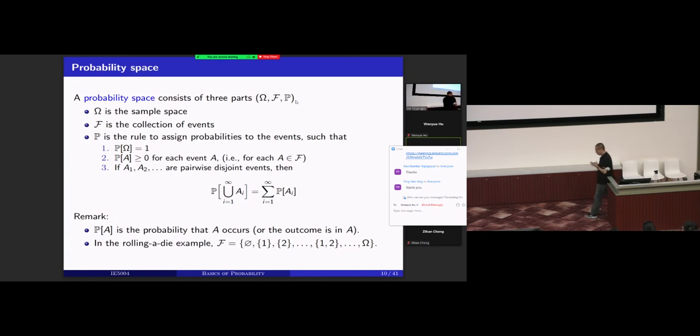When we talk about probability, in your mind, you need to first understand that there should be an underlying probability space. So what is a probability space? A probability space is a triple, something consisting of three parts. The first part is a sample space, right?